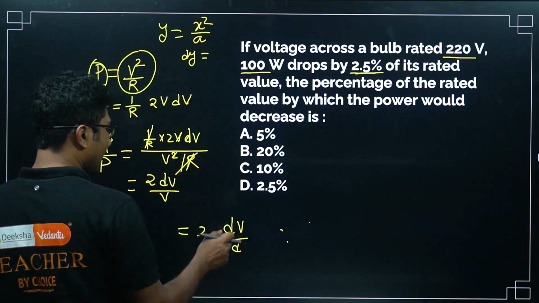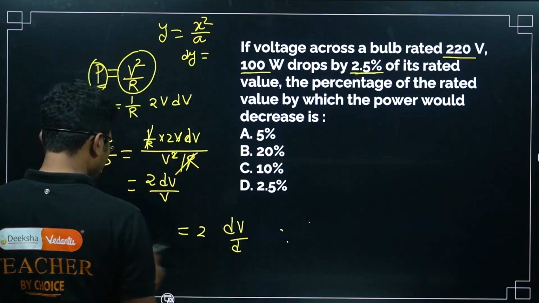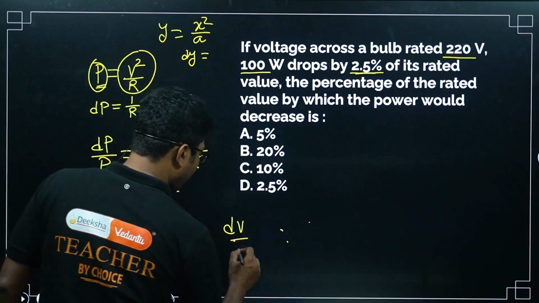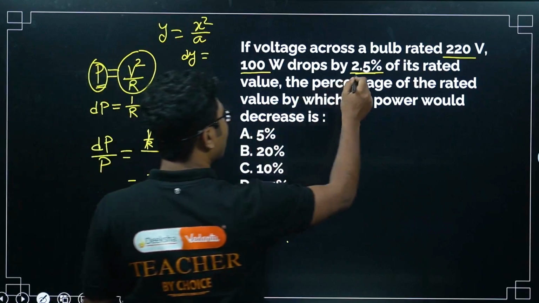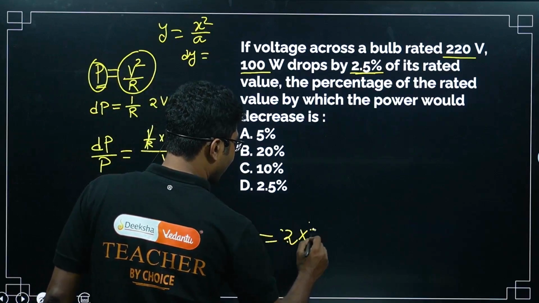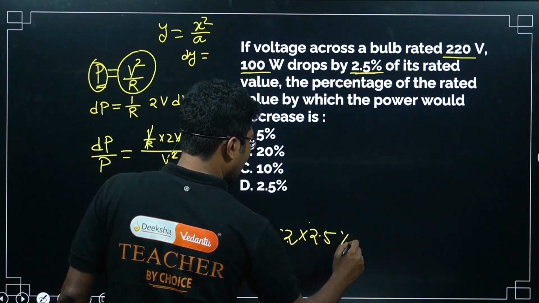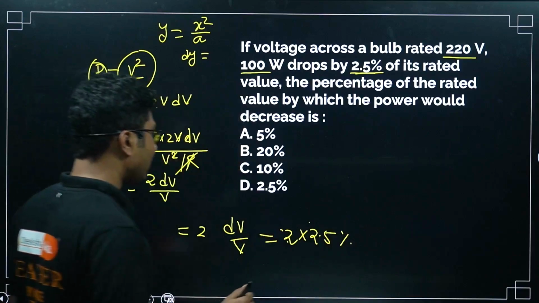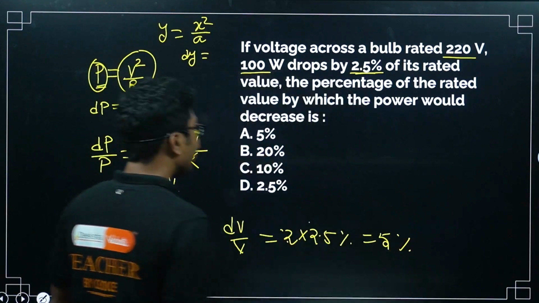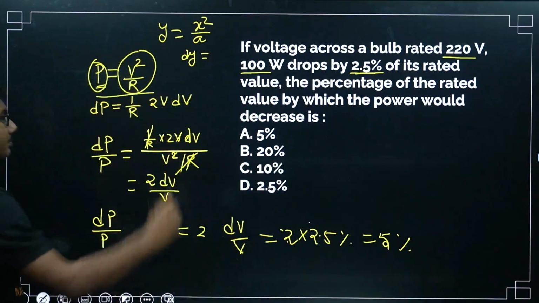Now for dv by v, the percentage is given as 2.5%. So we just need to put that value: 2 times 2.5%. So basically what is this problem about? This problem is about two things. First of all, you need to know this relation.